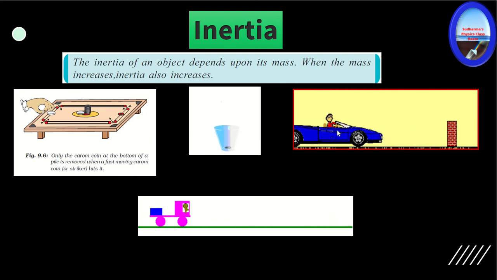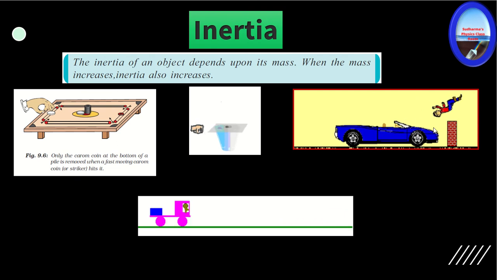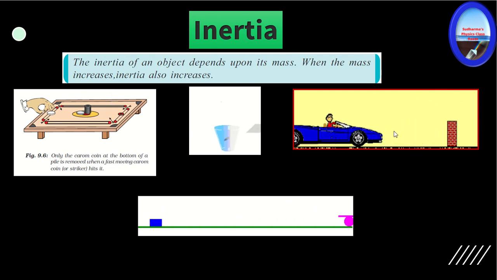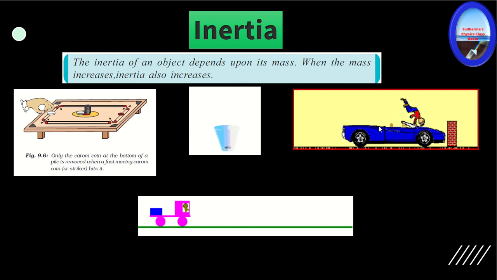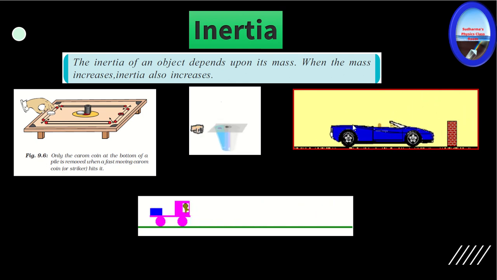Another case, the car, right? The person is driving the car and he hits the wall. So what happens if he is not wearing the seat belt? He just flies off from the car. This is the main reason for many accidents. That is why we say we should always wear seat belts while driving, right?